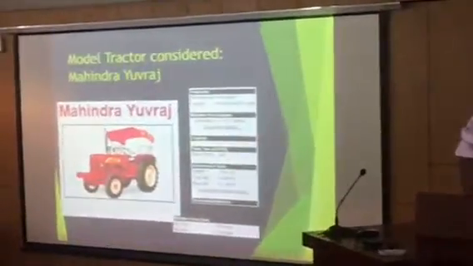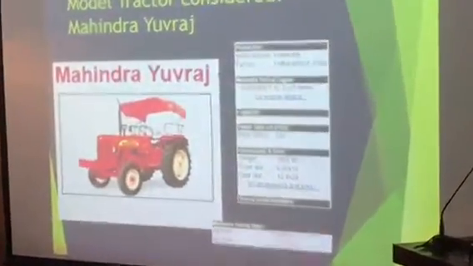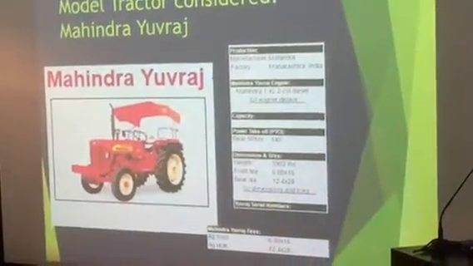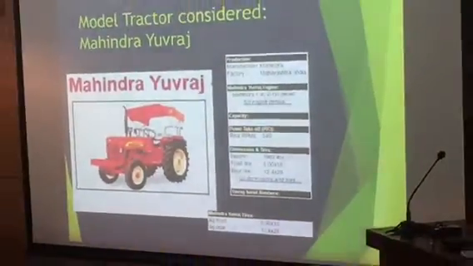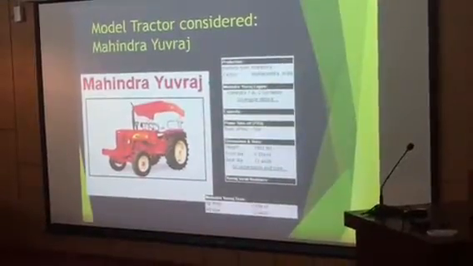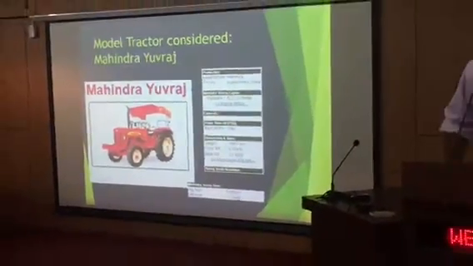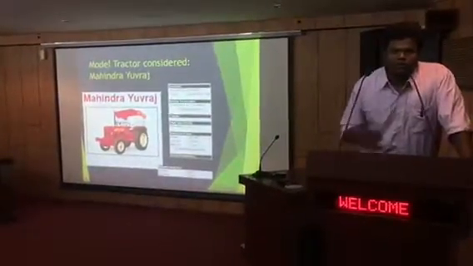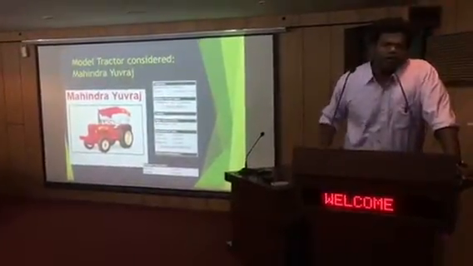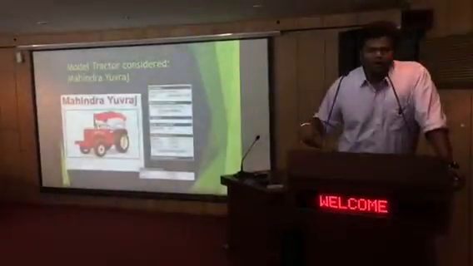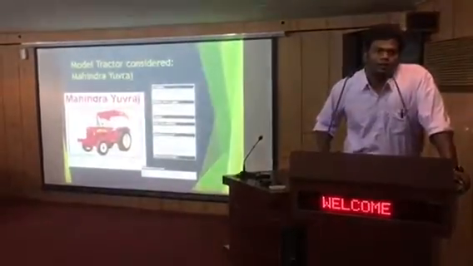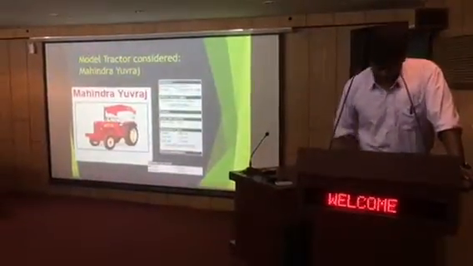The tractor model that we have considered is the Mahindra Yuvraj. The reason for going with the Mahindra Yuvraj is that in most of the agricultural lands in the northeastern and Indo-Gangetic plains, people prefer the Mahindra Yuvraj for plowing and harvesting. It seems to be a very trusted brand for tractors. So analyzing this particular tractor would benefit a lot of people who already own it, in deciding which tire to use and so on.